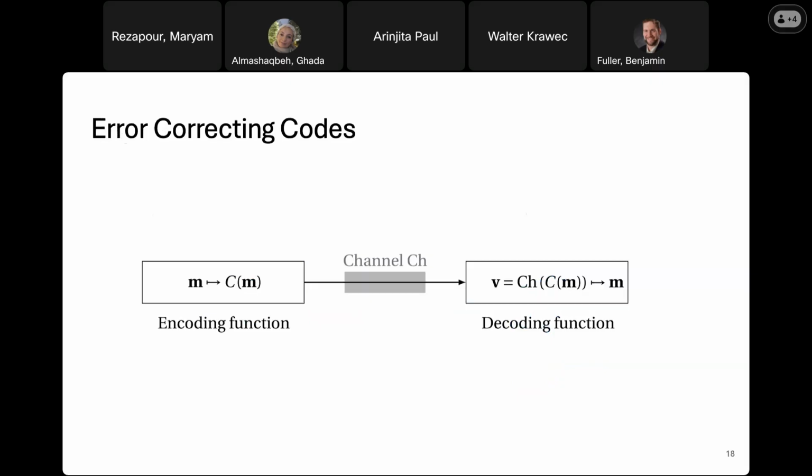When I'm talking about error correcting codes, assume that we have an encoding and a decoding function. The encoding function receives a message M and outputs the code word C of M. The decoding function receives that code word C, which, through transmission, might have up to T errors, and outputs the message M. C is called an error correcting code if for all messages M and up to T errors, the decoding function is able to recover M.